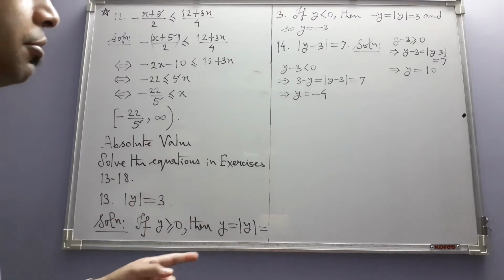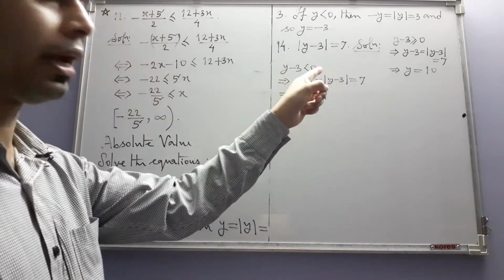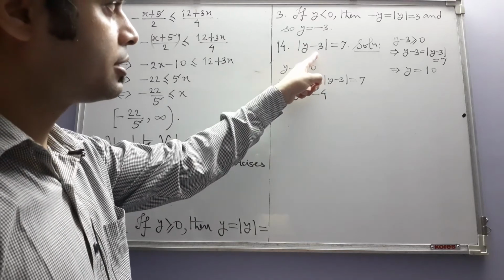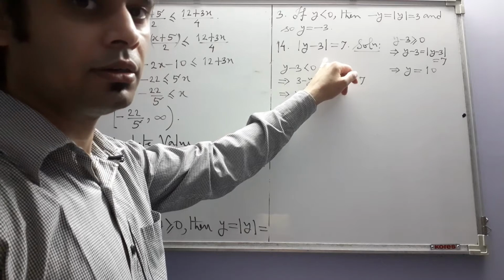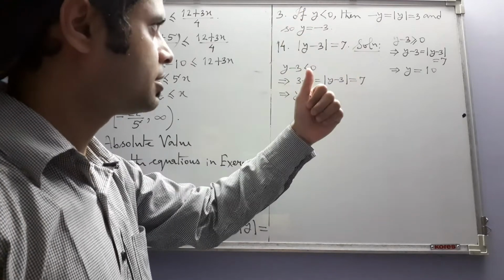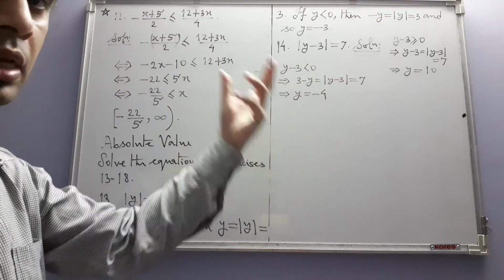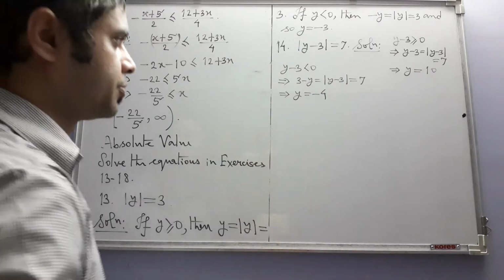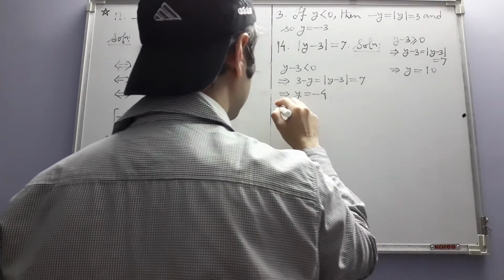And now you can substitute these values and see whether you are actually getting 7. 10 minus 3 is 7, so absolute value of 7 is 7, and minus 4 minus 3 is minus 7, whose absolute value is also 7. So yes, these are the two values of y.